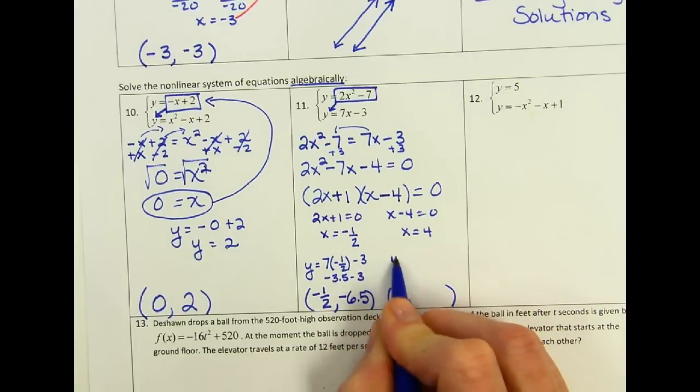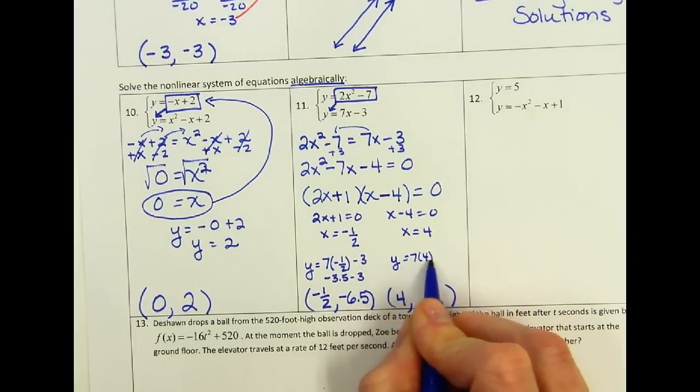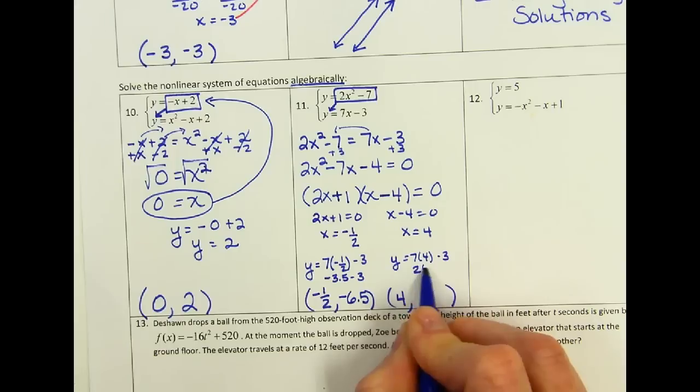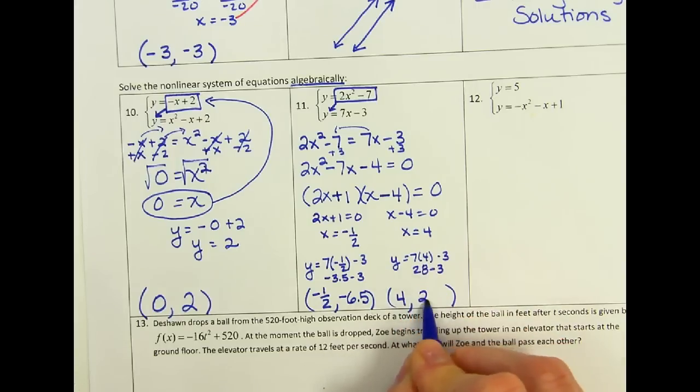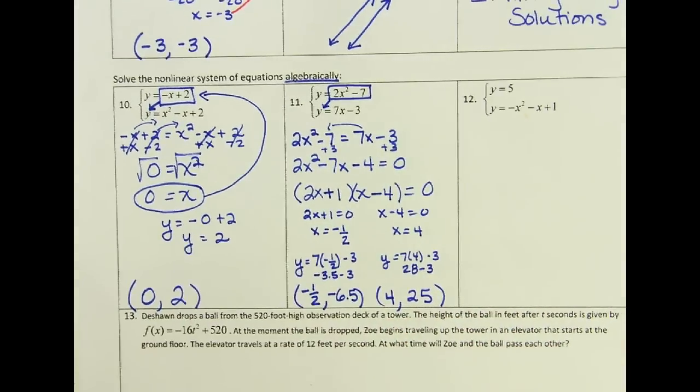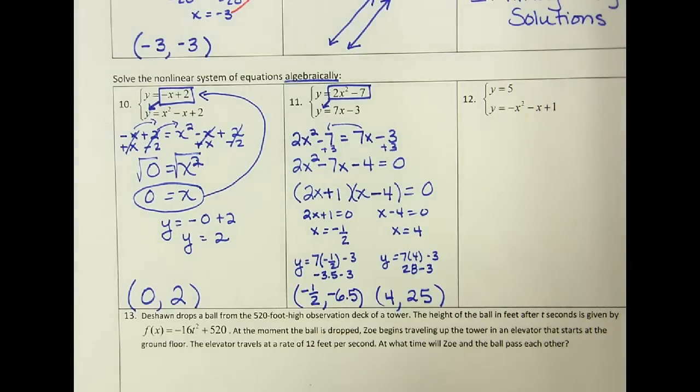This one, y equals 7 times 4 minus 3. This is 28 minus 3, which is a 25. So number 11 is an example of two solutions.